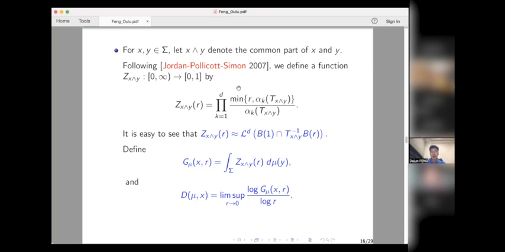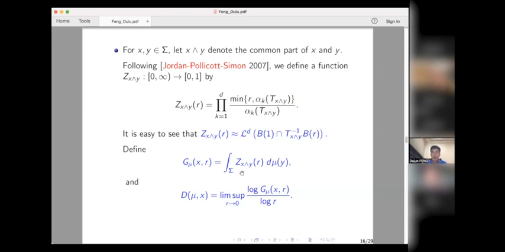We also need another definition. For two points x, y on the symbolic space, let x wedge y denote the common part of x and y. Following Jordan, Pollicott, and Simon, we can define a function g of x wedge y from 0 to infinity to 0, 1 by such a formula, which actually this C(x,y,r) simply represents the volume of the unit ball intersected with T_{x wedge y} inverse B_r. Here B_r is the ball with radius r centered at the origin.